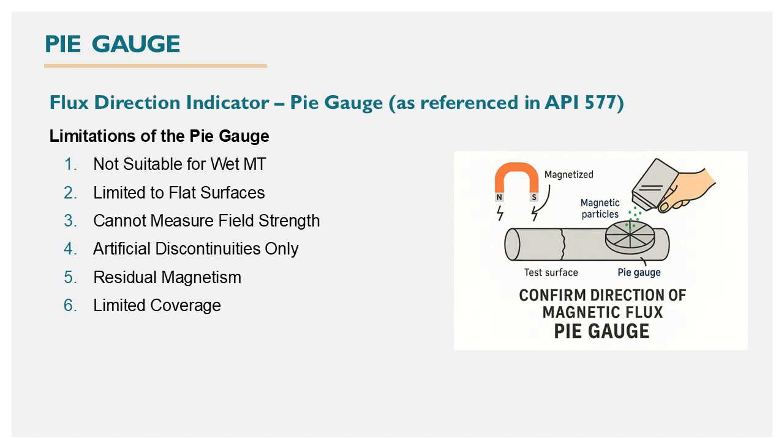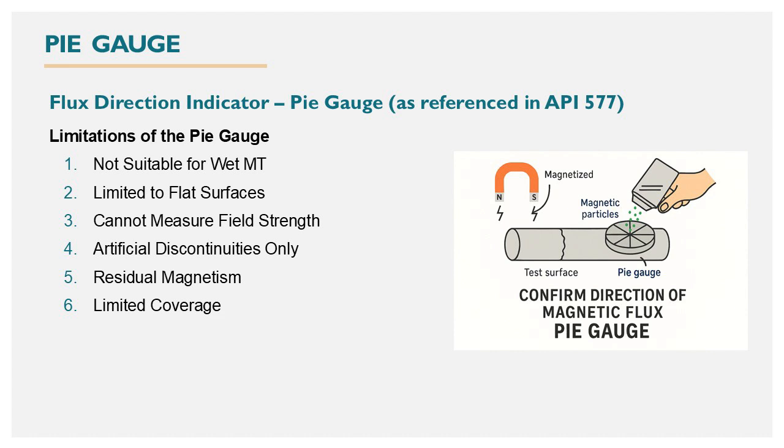Limitations of the pi gauge. While the pi gauge is a useful tool for verifying magnetic flux direction, it has several limitations that inspectors must be aware of. Limitation number 1 is that the pi gauge is not suitable for wet MT. It is designed for dry particle applications. Wet particles, especially fluorescent, may not adhere well to the gauge's surface or show clear indications.